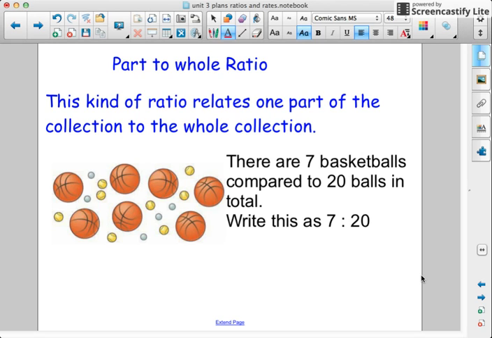So this is going to be a review on ratios. So we're going to start by talking about part to whole ratios. This kind of ratio relates one part of a collection to the entire collection.